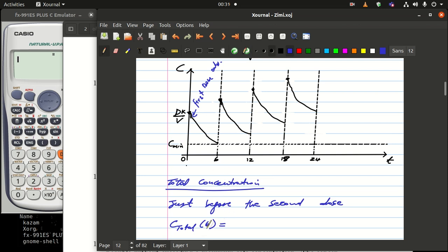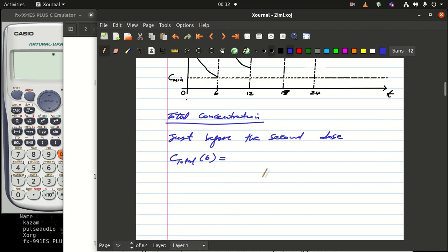The reason I'm looking at 6 is because once we take this point here, we know we're getting a max, but as this one keeps decreasing and decreasing, the only way we cannot satisfy the condition that the concentration must be above C min is when we are close to the second dose, because this keeps decreasing. So we want to make sure that just before the second dose, the concentration is above this C min.